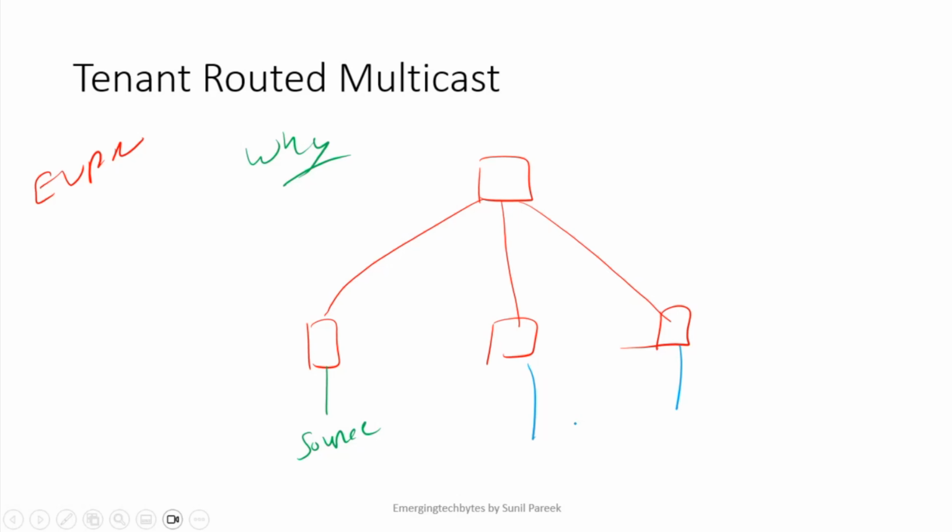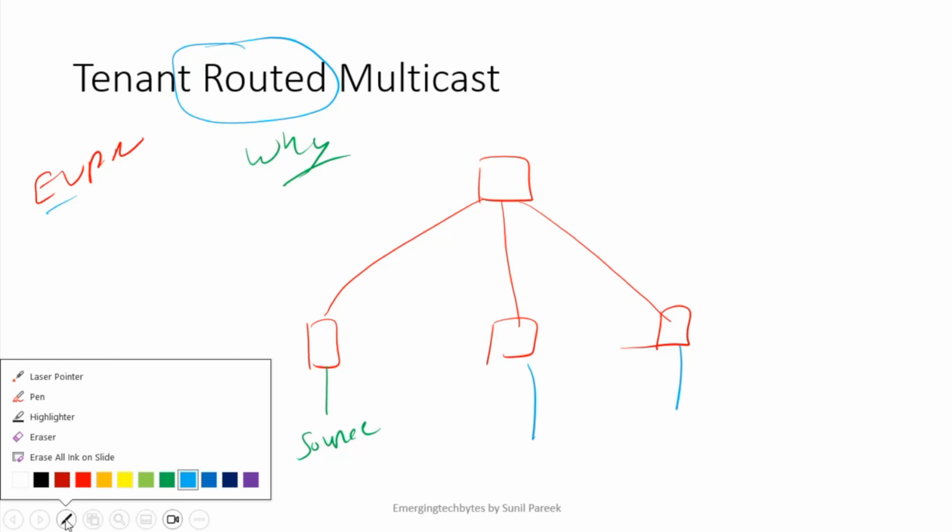Now, by looking at the color itself, you can figure out that the source is in one subnet, receivers are in another subnet. That's why it says routed. It's layer 3 multicast that we are talking about. EVPN mainly simulates layer 2. But if I want to talk from subnet 1 to subnet 2, what is the basic answer? I need a layer 3 device.